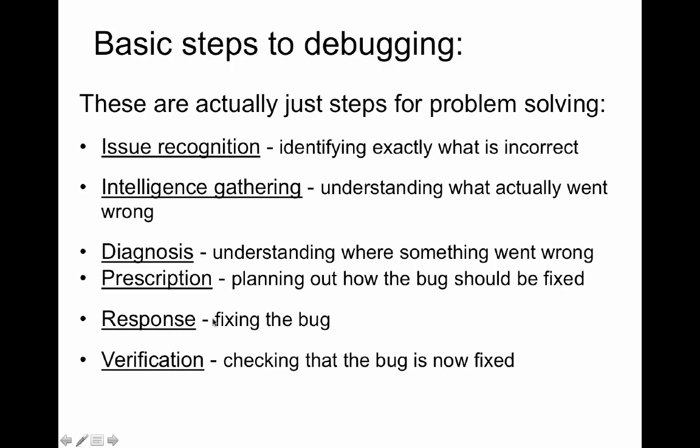The response would be to fix the bug, which would be to dilute your sample, and the verification would just be to run another gel and make sure now that it works as intended. So that's it. You're just problem solving, except this time we're using a computer instead of whatever other problems you might have.